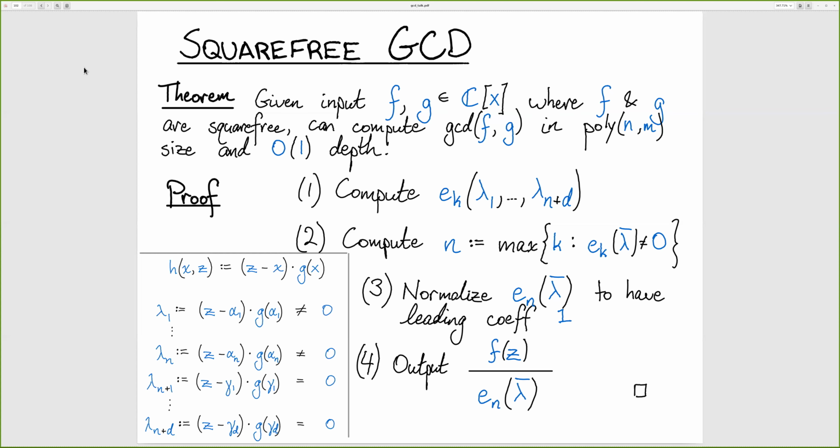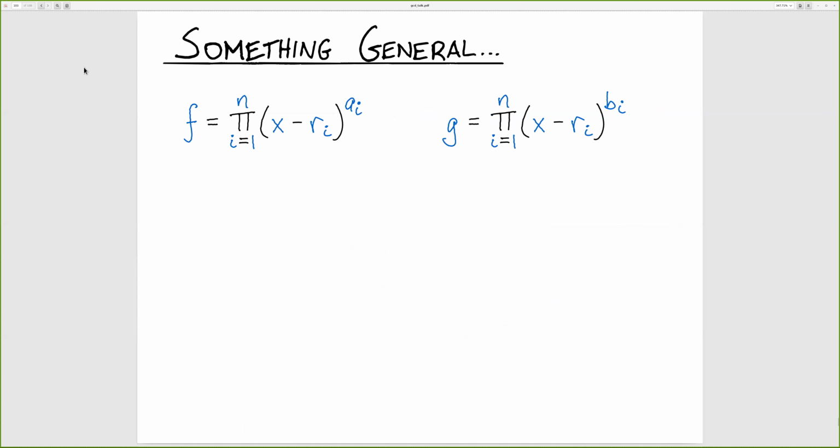That seems strange. Okay, so here's something general. We have f and g, and I'm going to change notation just a tiny bit here. Now the roots I'm going to write as these r_i's, and the r_i's are the union of the set of roots. So there might be some terms in f that have multiplicity 0, and some in g that have multiplicity 0. Now, the GCD is really, for each root r_i, you take it with multiplicity the minimum of a_i and b_i.